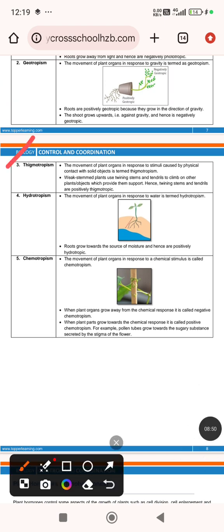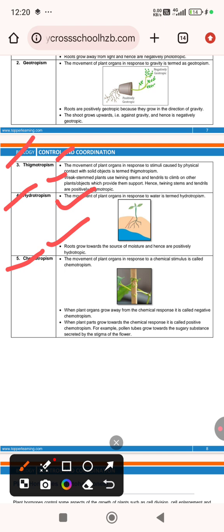Number 3, thigmotropism. The movement of a plant organ in response to stimuli caused by physical contact with a solid object is termed thigmotropism. Weak stem plants use twining stems and tendrils to climb on other objects or plants which provide them support. Hence, twining stems and tendrils are positively thigmotropic. Hydrotropism. The movement of a plant organ in response to water is known as hydrotropism. Roots grow towards the source of moisture and hence are positively hydrotropic.